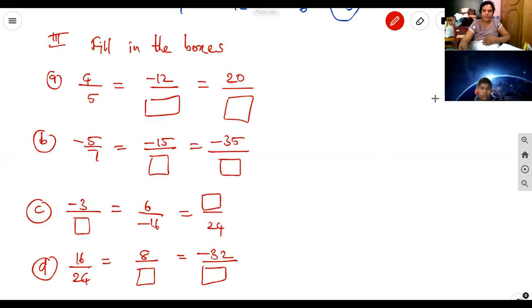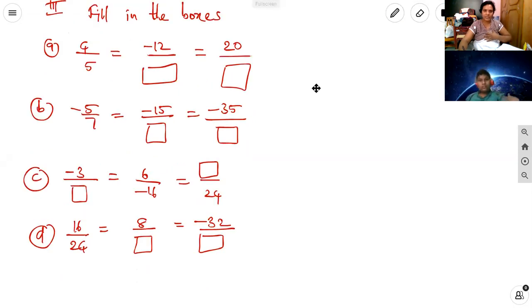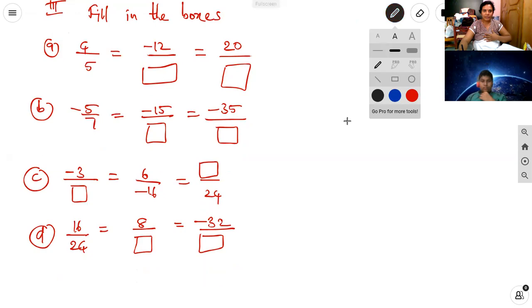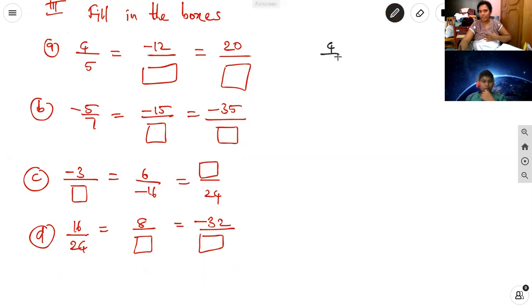See here, the third one, fill in the boxes. 4 by 5 equals minus 12 by an empty box, equals 20 upon an empty box. Just take 4 by 5, 4 upon 5. In the 4 table, 4 how much is 12? Check out: 4 3s are 12. But here the negative is there, minus 12, so you should multiply by minus 3.